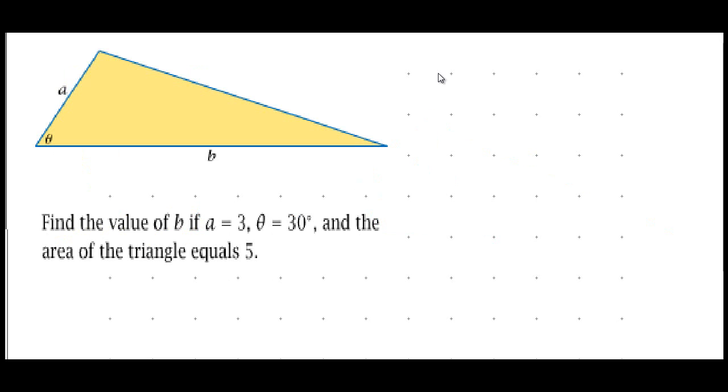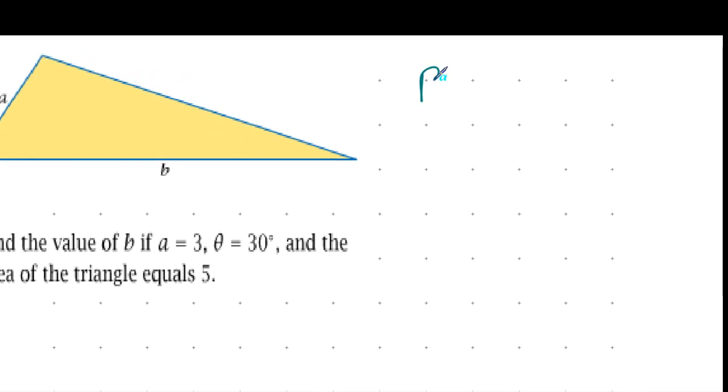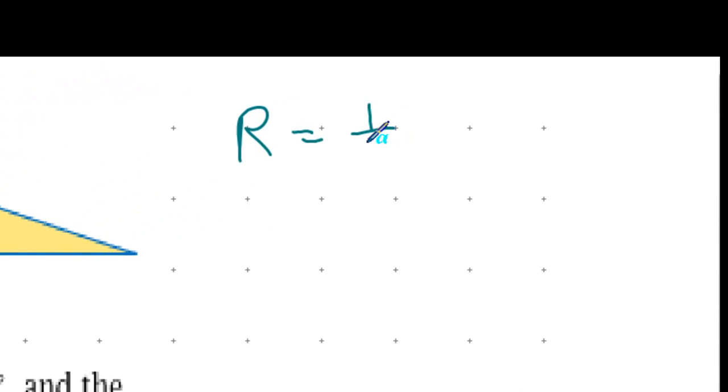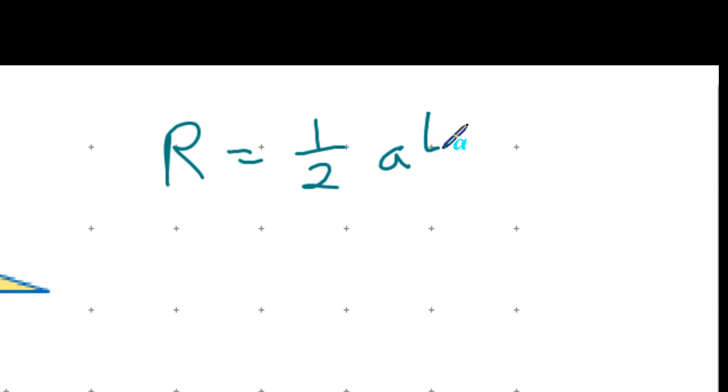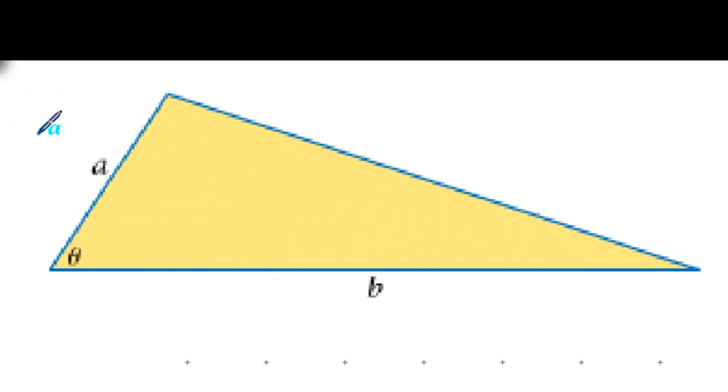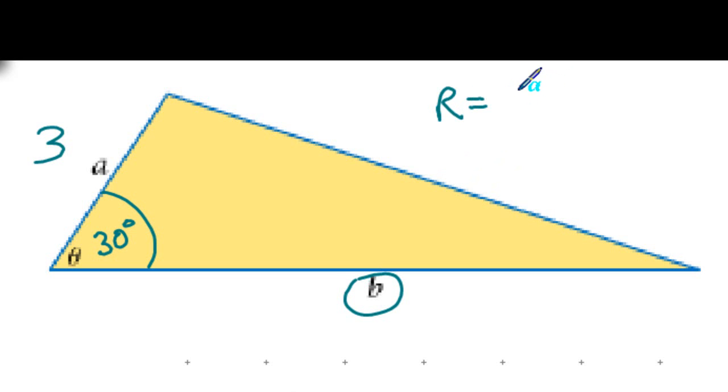Here's an example from your book where it says: find the value of b if a equals 3, theta equals 30, and the area of the triangle equals 5. Remember, we know that the area formula of a triangle is 1/2 a times b times the sine of theta. I know this value a is 3, I know the area is 5, and I know that this angle right here is 30 degrees. I'm trying to find my b value, and the area in this case equals 5.